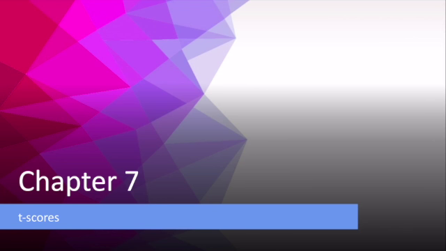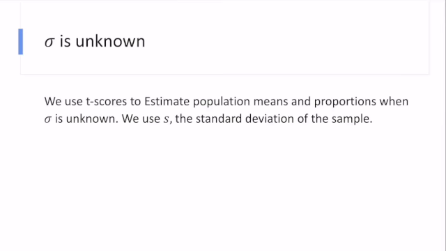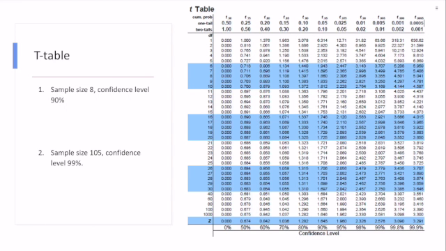Right, class, I wanted to go over some examples of how to solve problems using a t-score. So, we use t-scores to estimate populations, means, and proportions when our sigma is unknown, okay? We also use S, our standard deviation of the sample, as opposed to the standard deviation of the population.